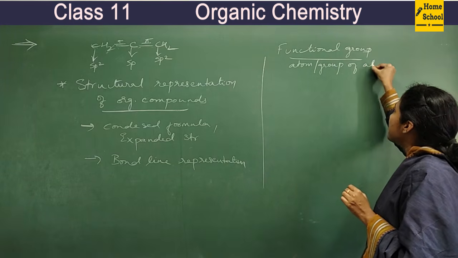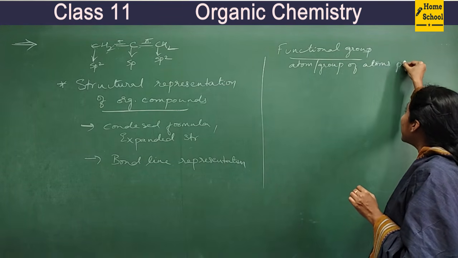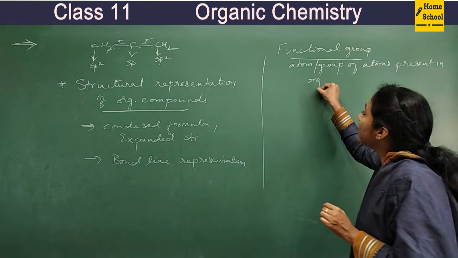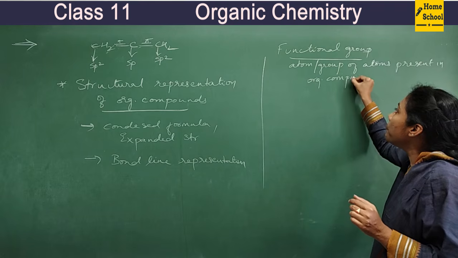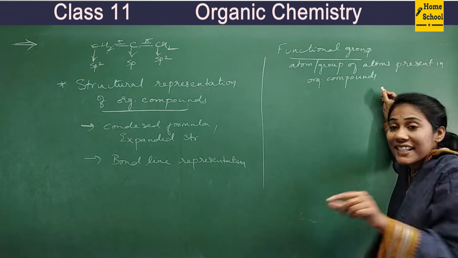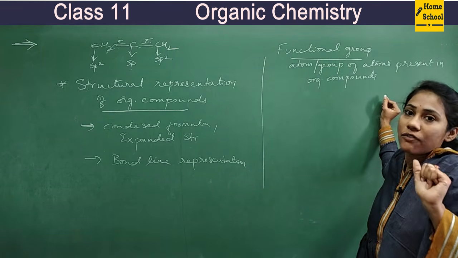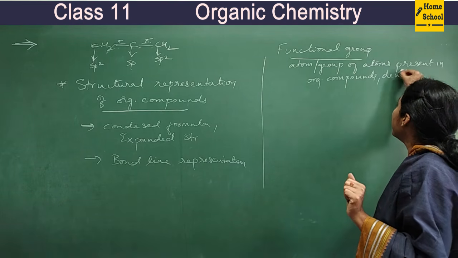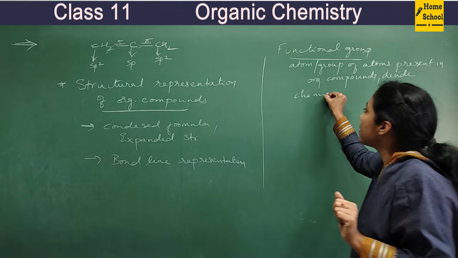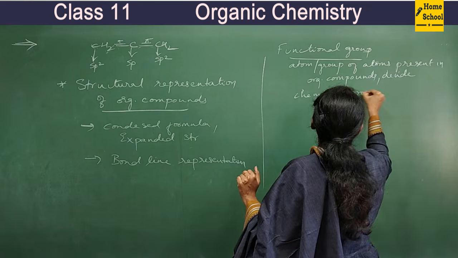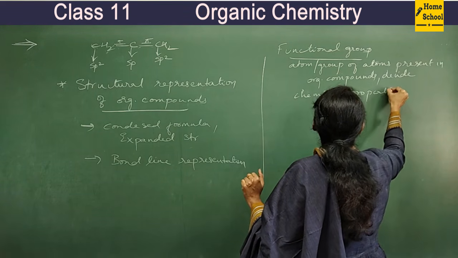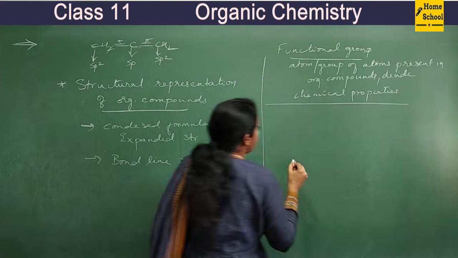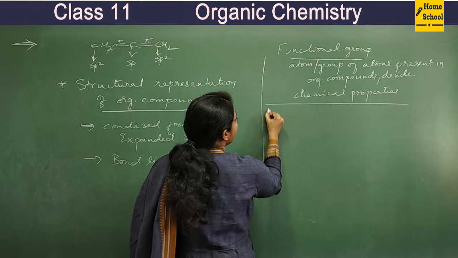A functional group is nothing but an atom or group of atoms present in organic compounds, and this group of atoms will decide the chemical properties of a compound. So these groups decide the chemical properties of organic compounds. For example, just try to remember this table as of now.